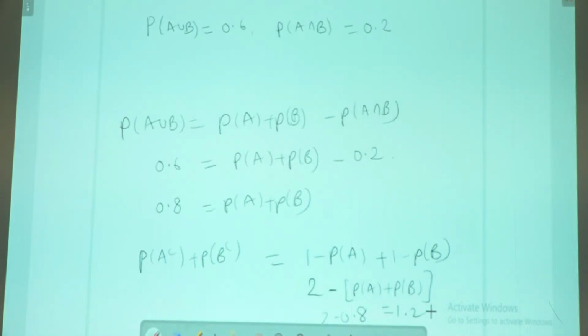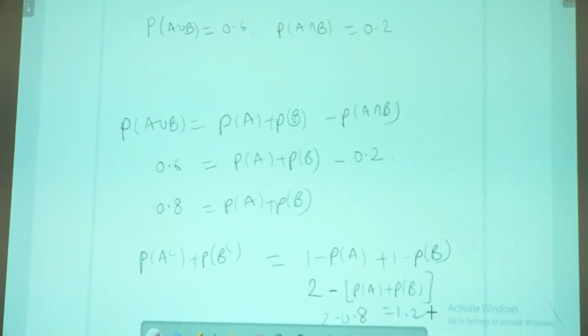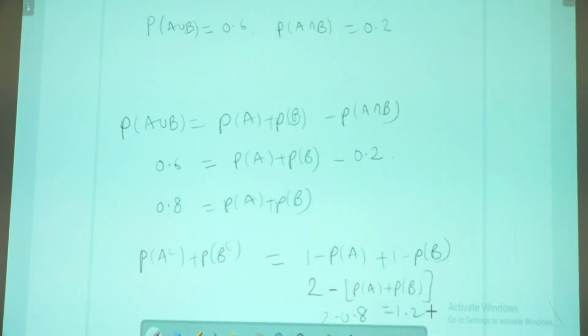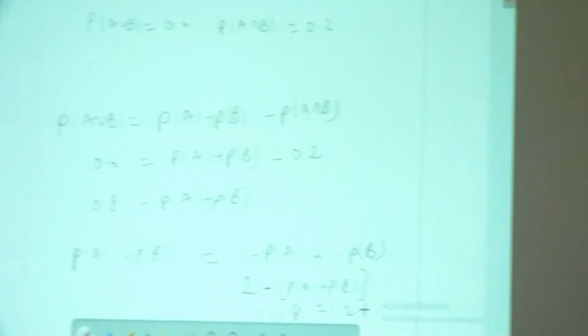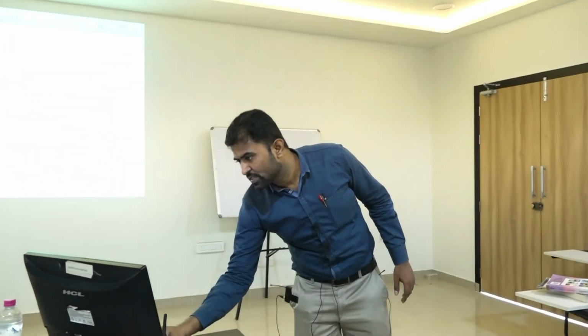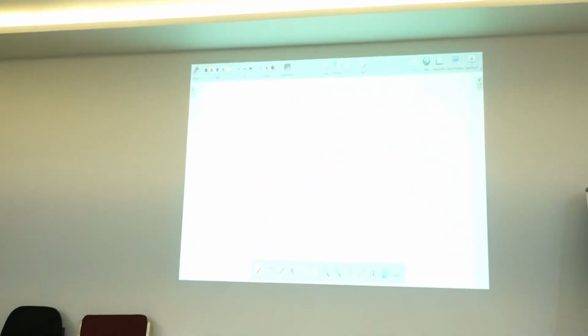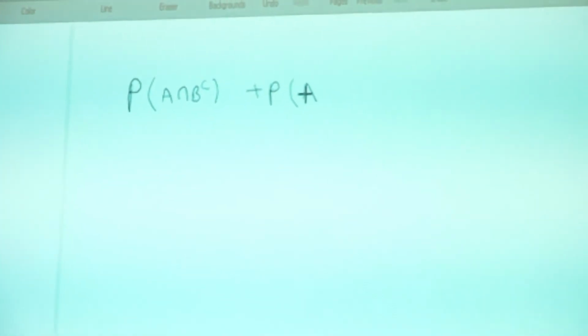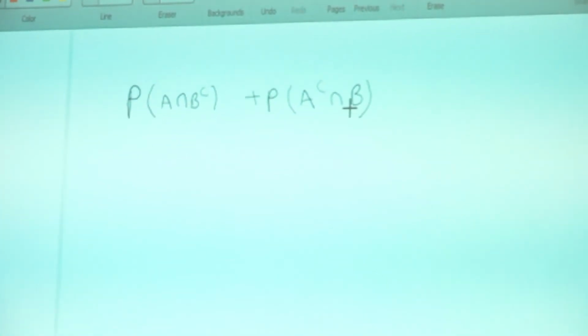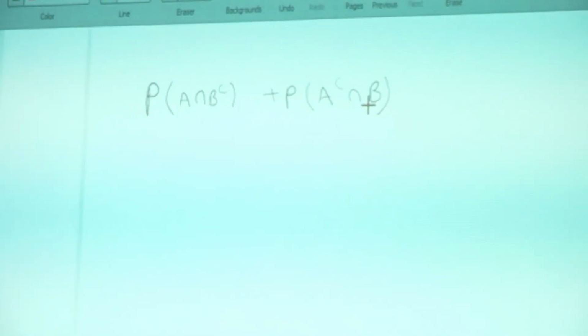P1 and P2 are for passing. Then what is said? Only one should fail. So what is the chance? Only one means P of A passing and B failing, or P of A failing and B passing the examination. Okay?